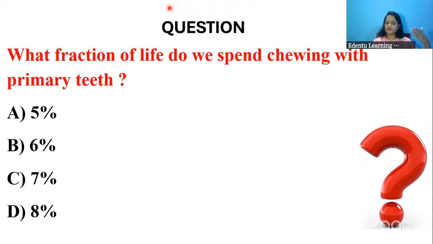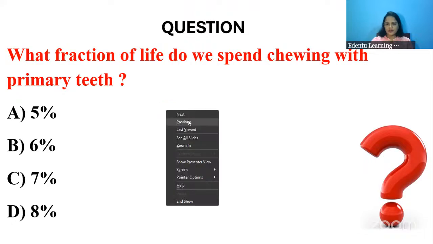Okay, so from these 6 to 7 months till those 10 to 11 years, we are mainly depending on the primary dentition for our mastication purposes. So what fraction of life do we spend chewing with primary teeth? Okay, it involves a little bit of calculation, so I'll tell it myself. It is option B, 6%.